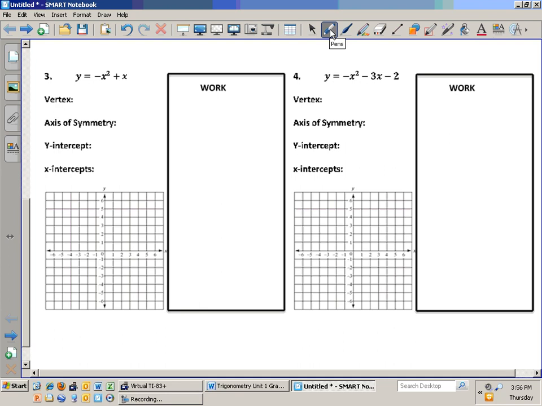Number 3, find the vertex. Again, we start out with A in this situation is -1. B is 1, and C is 0.